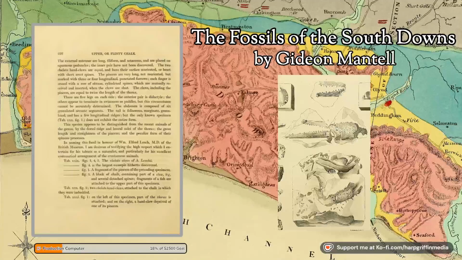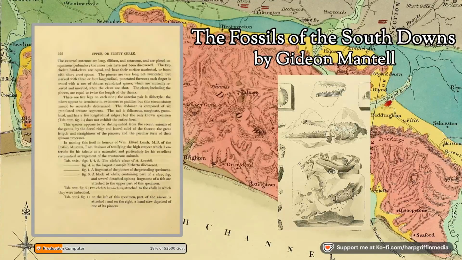The 2 cellate hand claws are equal, and have their surface muricated, or beset with short erect spines. The pincers are very long, not muricated, but marked with 3 or 4 longitudinal punctated furrows. Each finger is armed with a row of obtuse cylindrical spines, which are mutually received and inserted when the claws are shut. The claws, including the pincers, are equal to twice the length of the thorax.